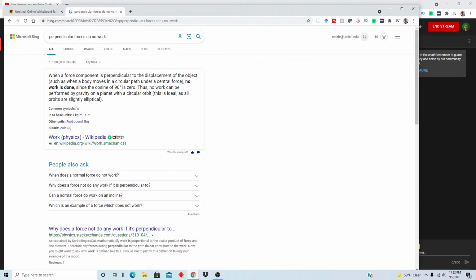Yeah, so it is a trick question. When a force component is perpendicular to the displacement of the object, such as when a body moves in a circular path under centripetal force, no work is done. Thus, no work can be performed by gravity on a planet with a circular orbit. This is ideal, as orbits are slightly elliptical.